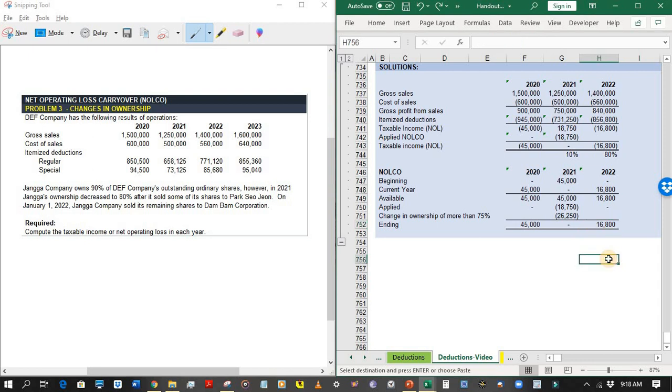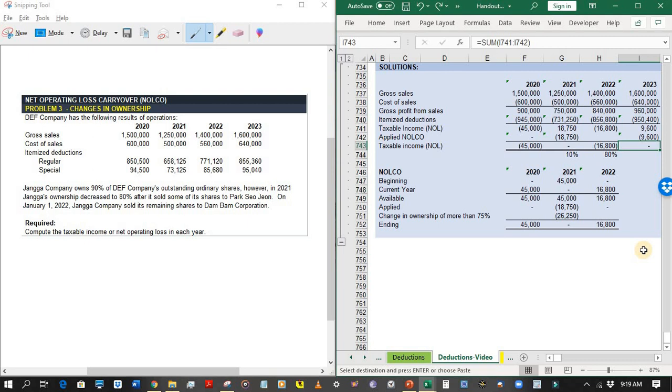So for the last year, 2023, let us start computing the taxable income. So the gross sales is 1.6 million and our cost of sales is 640,000 pesos. So we have a total itemized deductions of 950,400 and our taxable income is 9,600 pesos. This time in 2023, we have a taxable income. And since we have an available NOLCO of 16,800, we can deduct only up to an amount of 9,600 pesos. So that is a taxable income of 0. So which means in 2023, the taxpayer is not liable for income tax.